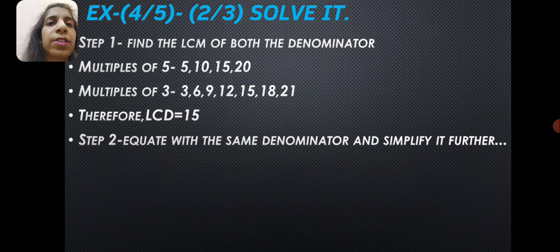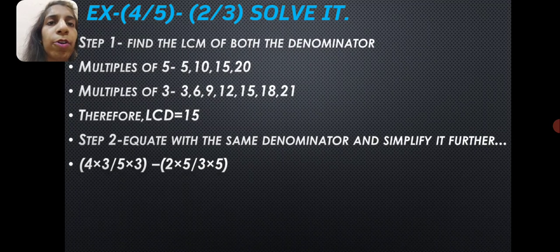Next we have to equate the same denominator and simplify it further. Therefore, in the first fraction we will be multiplying the numerator by 3 and the denominator by 3. And in the second fraction we will be multiplying the numerator by 5 and the denominator by 5. Then we will get the required fraction, 12 upon 15 minus 10 upon 15.